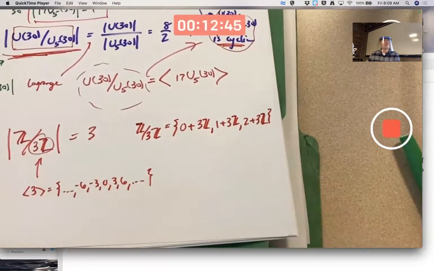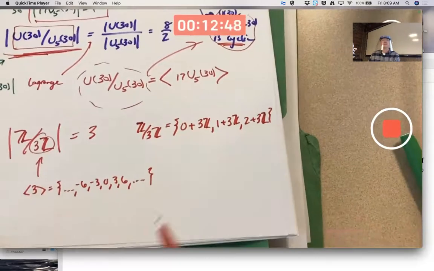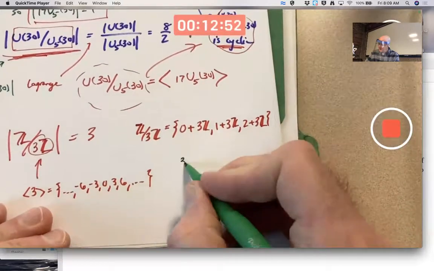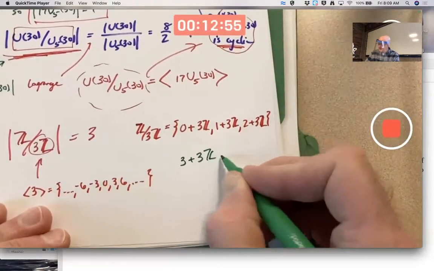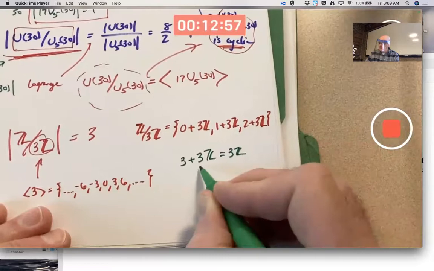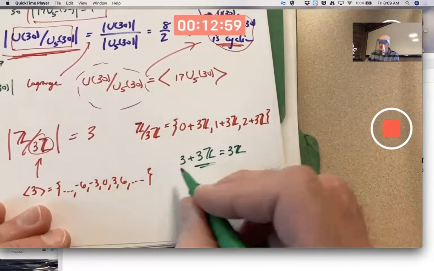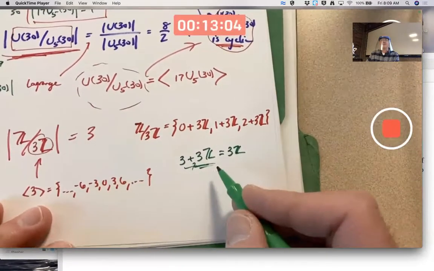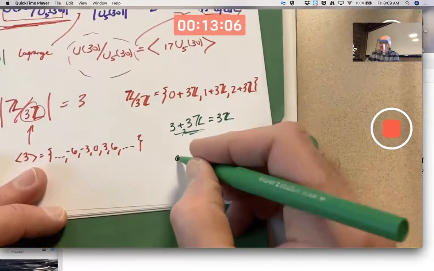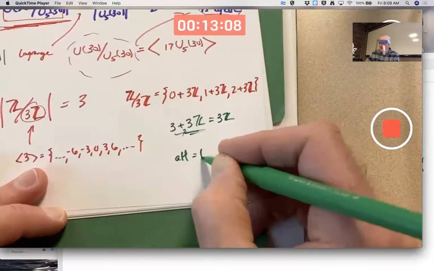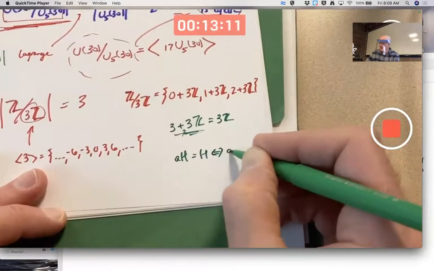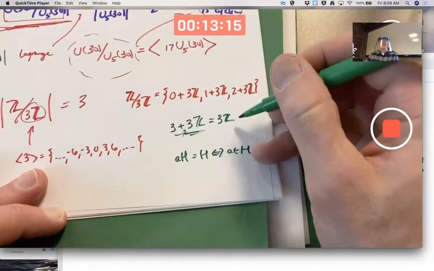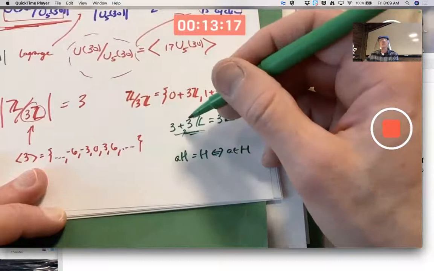Because, for example, 3 plus 3Z would be the same as 0 plus 3Z, but the 3 would get absorbed, so to speak, by that thing. It would sort of get absorbed into it, is the way you imagine it. Why? Because it's an element of it. Just like aH equals H if and only if a is actually in H. This is the same idea, except with additive notation instead of multiplicative notation.